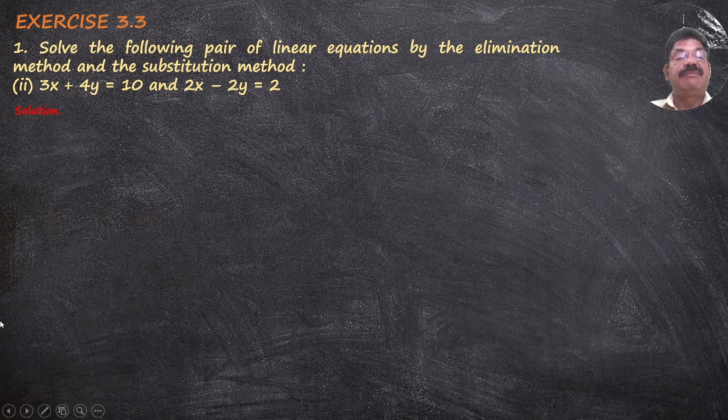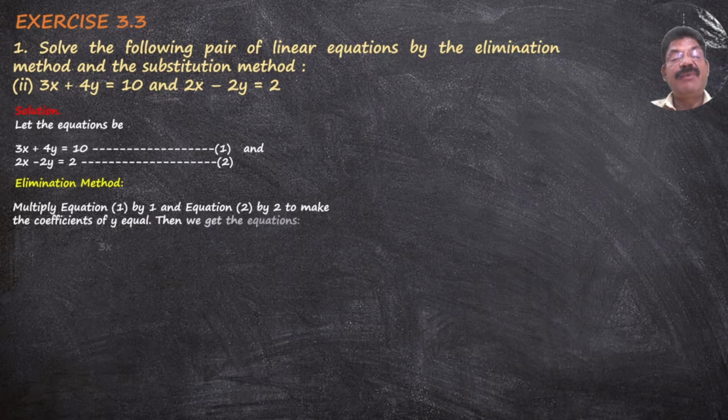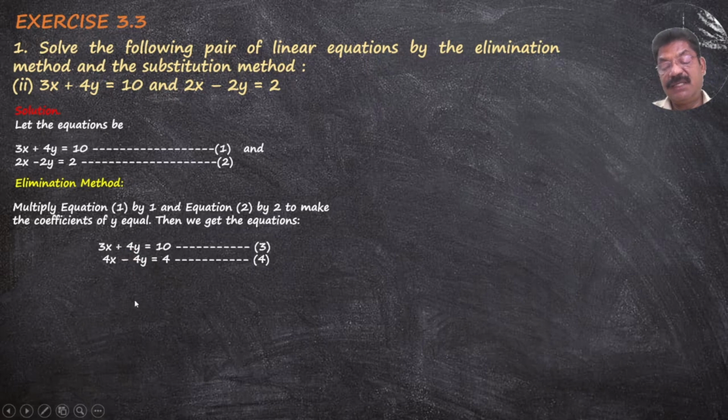Now, the second problem. Let 3x plus 4y equal to 10 as equation number 1 and 2x minus 2y equal to 2 as equation number 2. Now, elimination method. I multiply the second equation by 2. So, I get the coefficient of y as minus 4. Therefore, the coefficients are numerically equal. First equation it is plus 4, second equation it is minus 4. So, they are numerically equal.